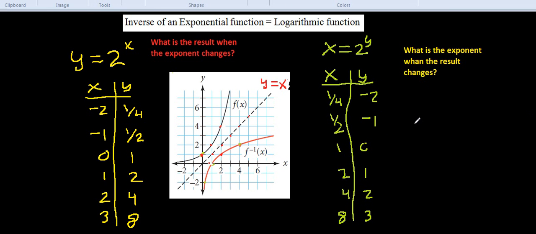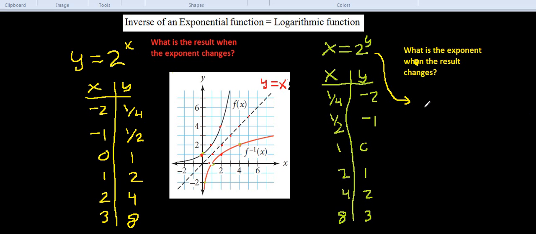Okay. So once again, from table to table, to find the inverse, we interchange x and y. From formula to formula, we interchange the x and y as well. And the question that we're asking here is, what is the result, or what is the y, when the exponent changes. But in the inverse, we're asking what is the exponent, when the result changes.